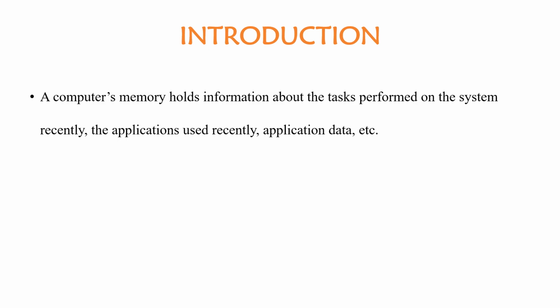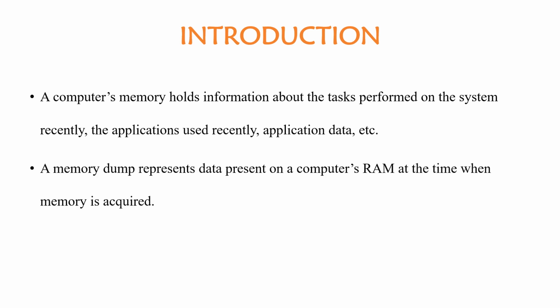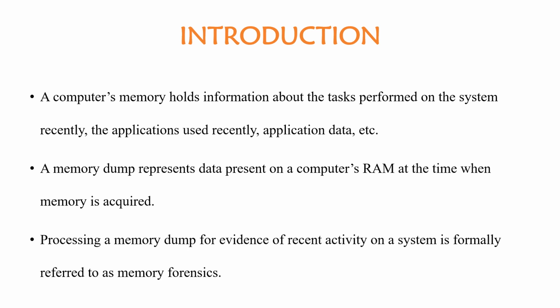A computer's memory holds information about the tasks which were performed on the system recently, the applications which were used recently, and the application data. A memory dump represents the data present on a computer's RAM at the time when the memory is acquired. So processing a memory dump for the evidence of recent activity on the system is formally referred to as memory forensics.